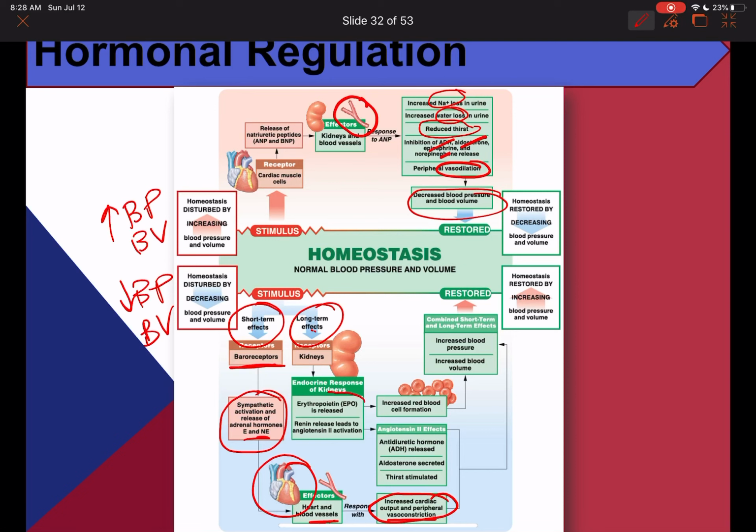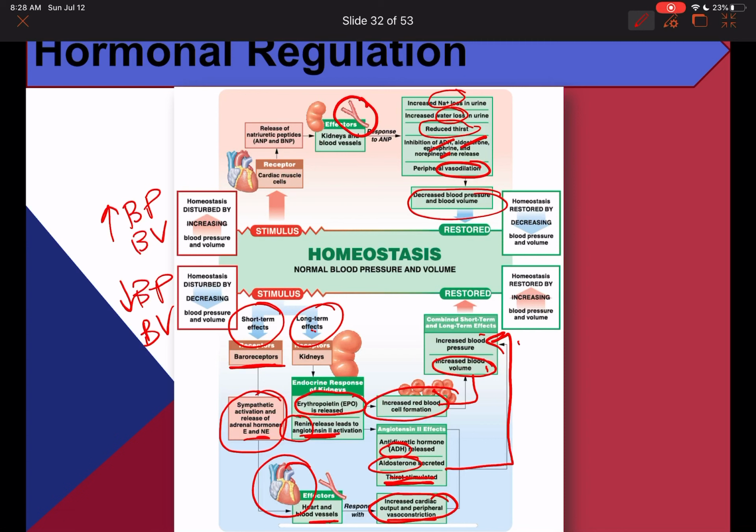We're looking at more EPO being released to stimulate red blood cell formation, which will increase the amount of blood volume there can be. Renin will lead to angiotensin II activation, which leads to ADH and aldosterone being activated and secreted. Thirst is also stimulated, all of which will then lead to an increase in blood pressure back up. All of these things will allow for an increase in blood pressure and volume back to homeostasis, okay?